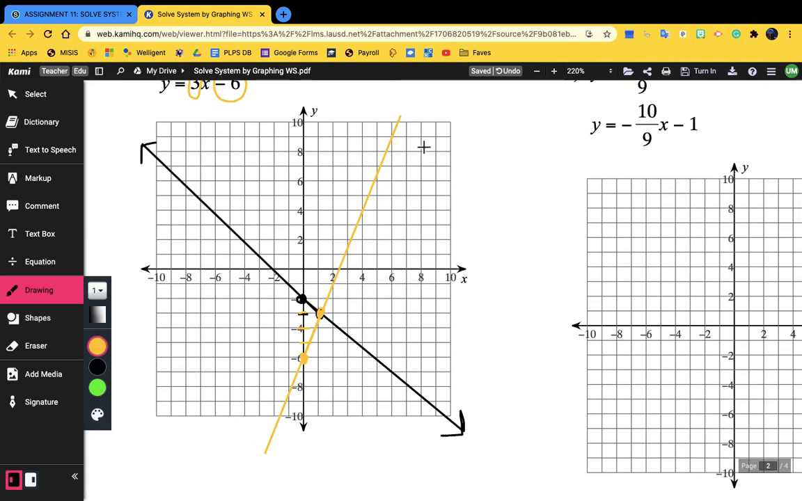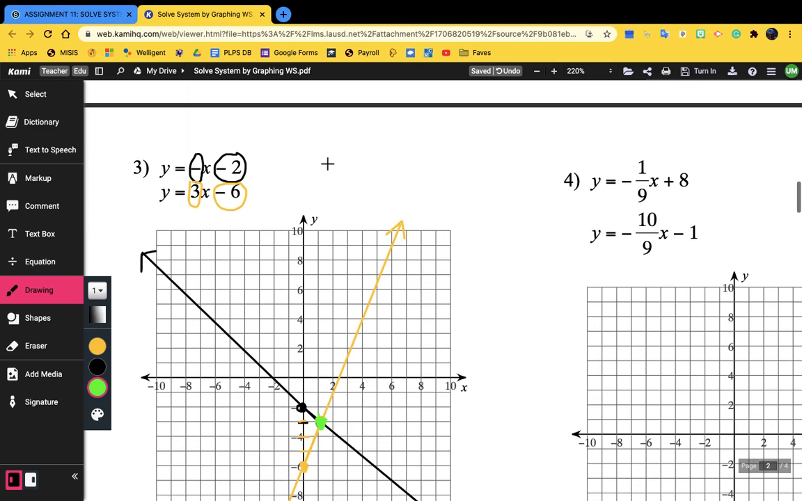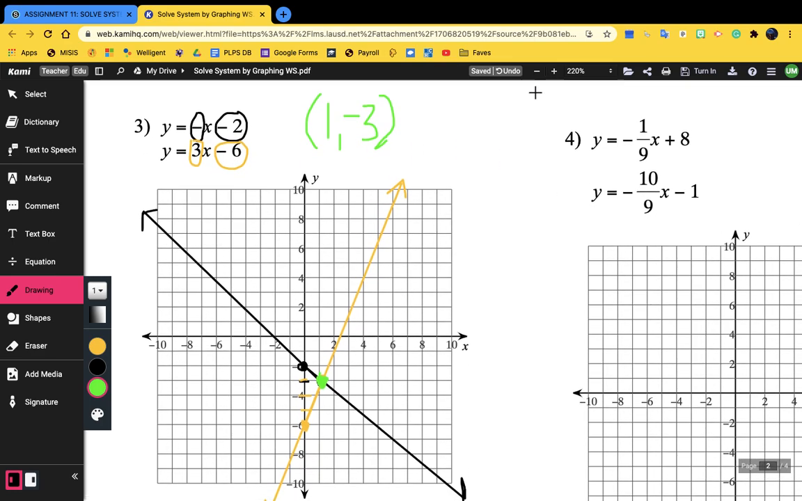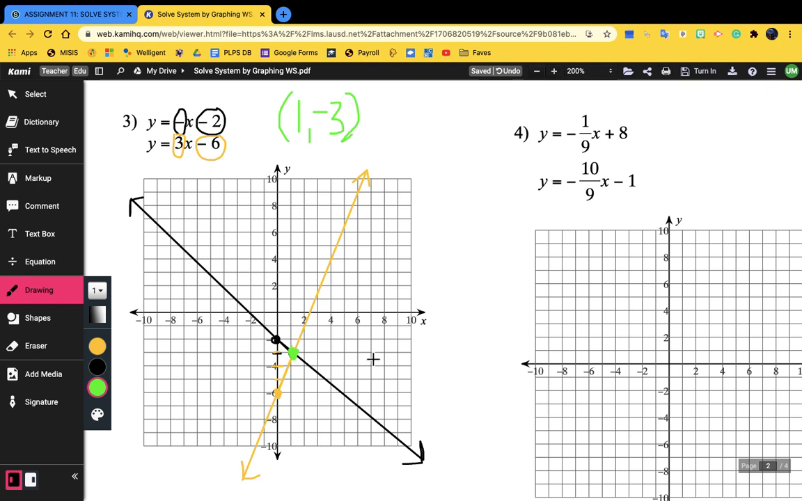And go back to my drawing and arrow, arrow, and where do they cross? Where do they intersect? Right there, right? And that is +1 on the x and -3 on the y. So +1 on the x, -3, comma, -3 on the y. Right, there you go. Look at that. That's number 3.